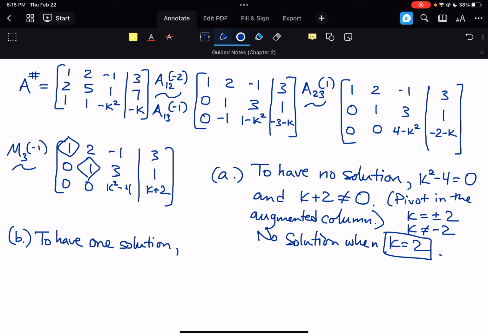we need a pivot in this third column. So k squared minus 4 must not be 0. It doesn't have to be 1 right now. It just has to be any other number besides 0, and then we could turn it into a 1 if we needed to. So that just means k cannot equal plus or minus 2.